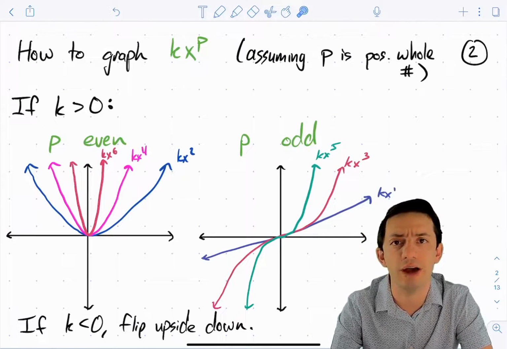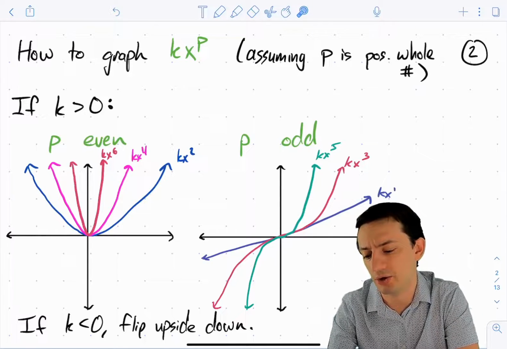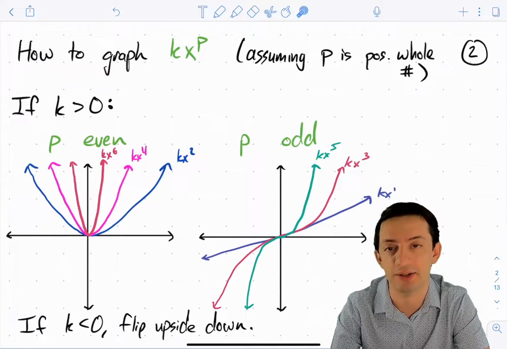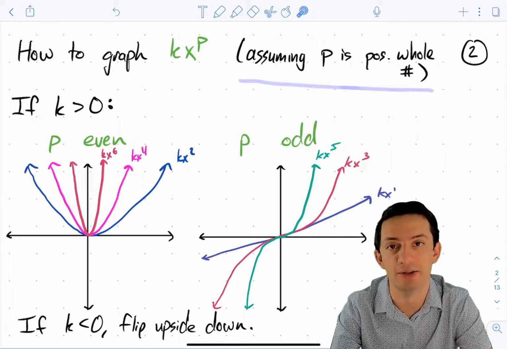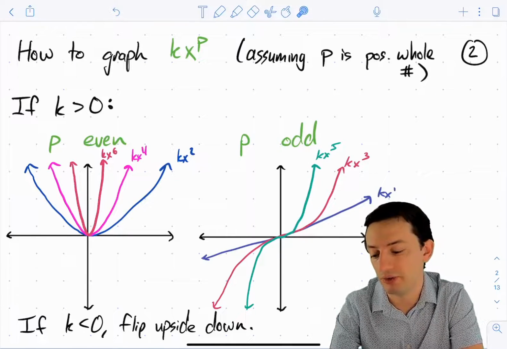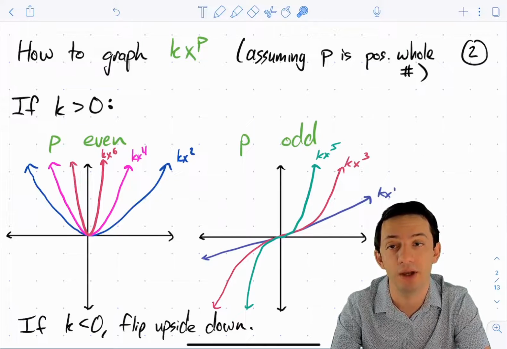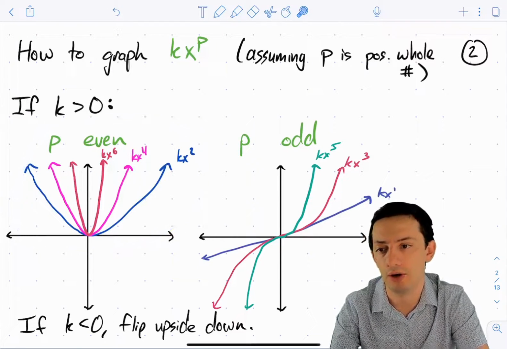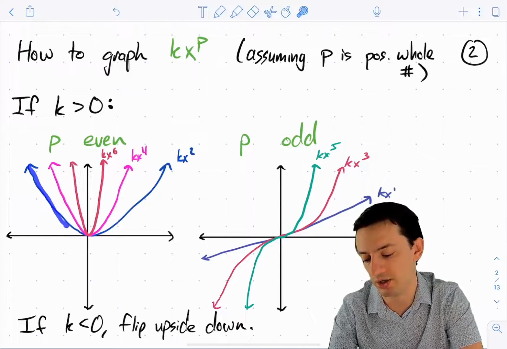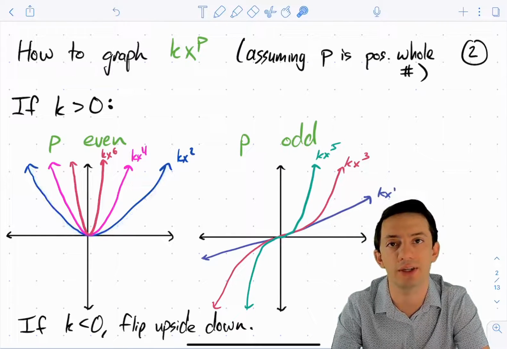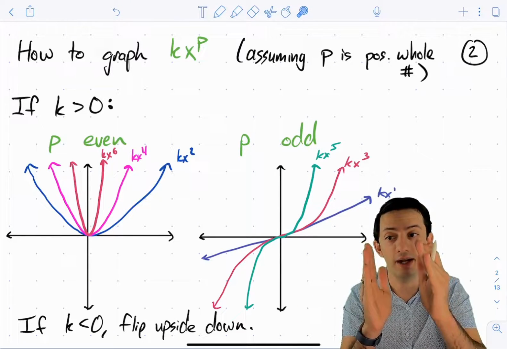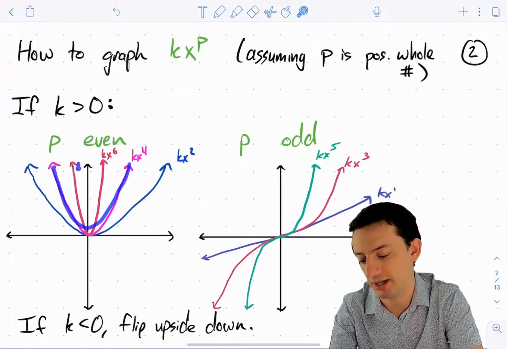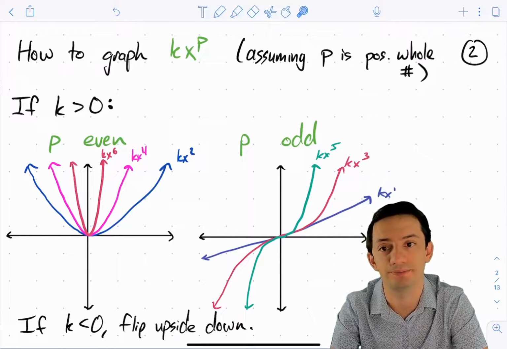Let's see what their graphs look like. So we want to see how to graph a function like k times x to the p. And again, we're assuming that p is a positive whole number here. Well, if k is a positive number, then there's a difference between the even powers and the odd ones. The even powers have this general shape here, where we kind of recognize this quadratic shape. A function like kx squared looks like that. And as the power goes up but stays even, they get narrower and narrower. So here's kx to the 4th, kx to the 6th, and so on.